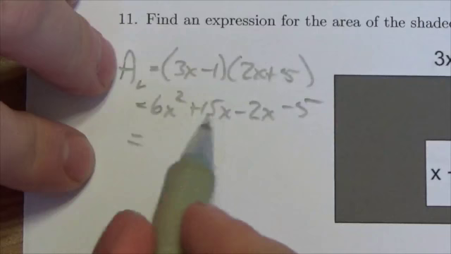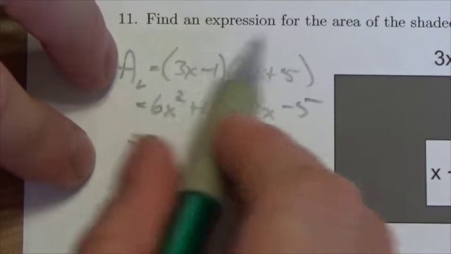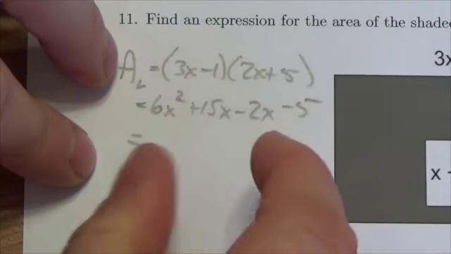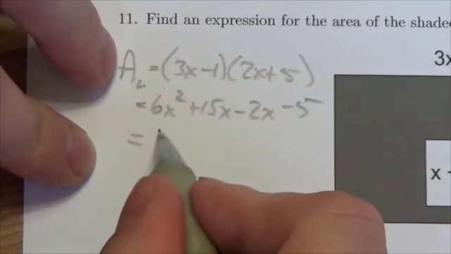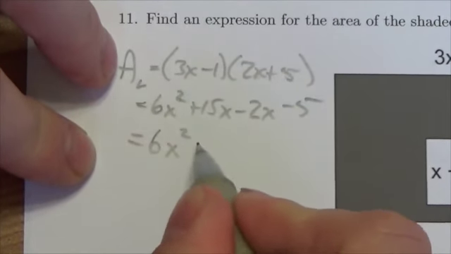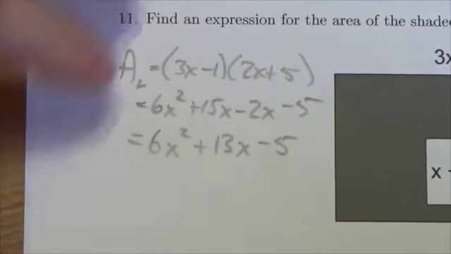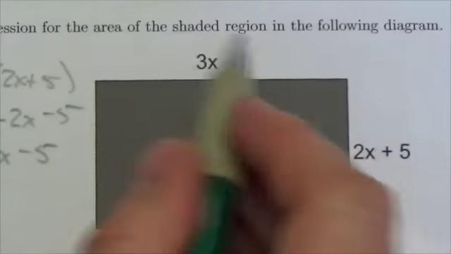Now, when it's in this kind of form, the two middle terms are always going to be like terms, so we can add those together. So this will be 6x squared plus 13x minus 5. That's an expression for the area of the whole thing.